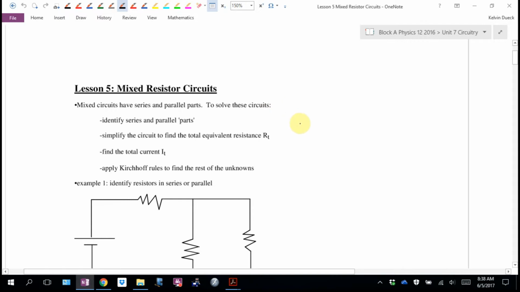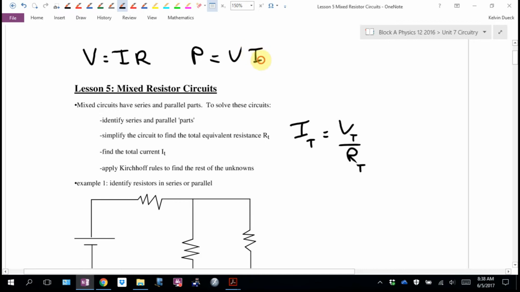We can use total current equals total voltage over total resistance. You may right now at the top of your page want to write V equals I times R and power equals V times I, because also, as always, anywhere in a circuit, if I know two things, I know four things. Or if they give me two pieces of information, I can find whatever else I need to solve the rest of the circuit.